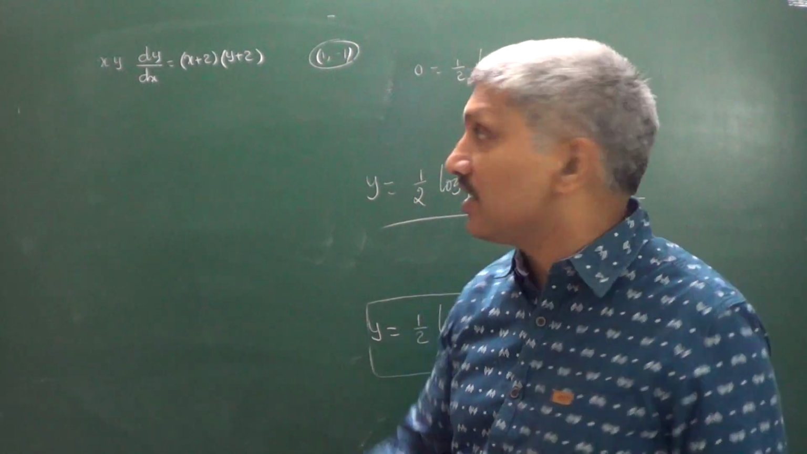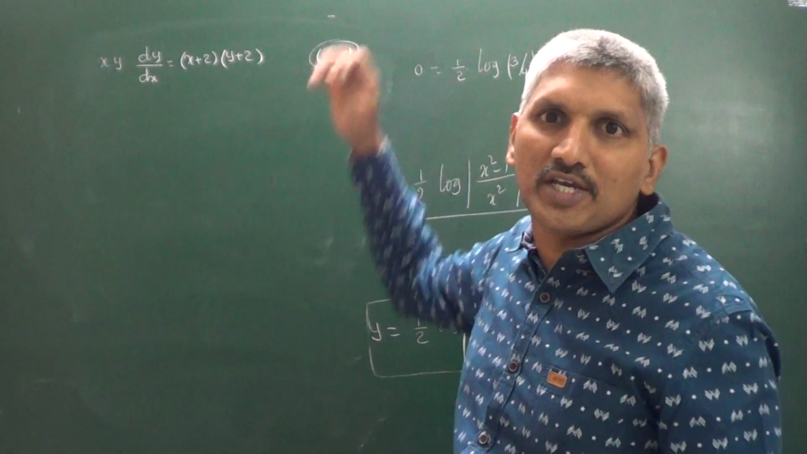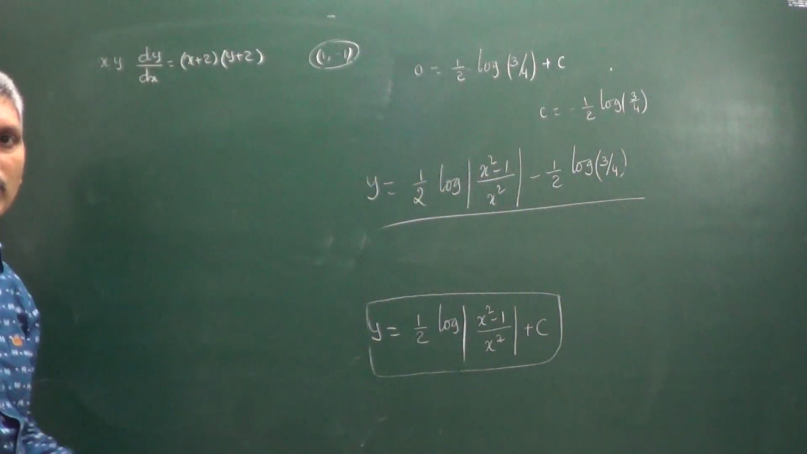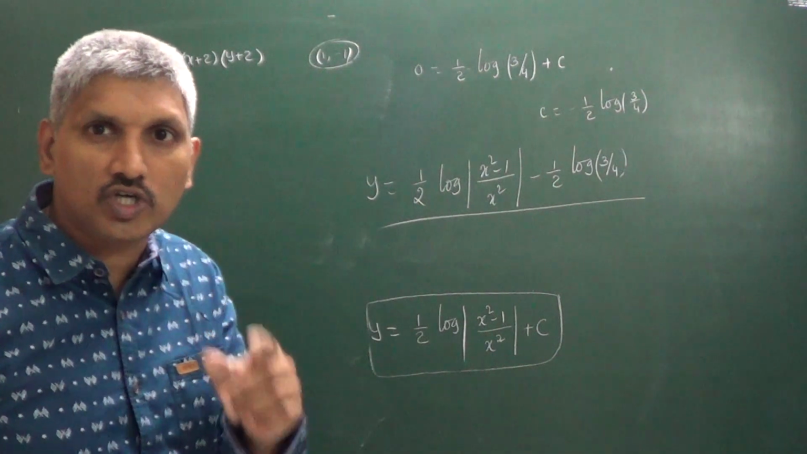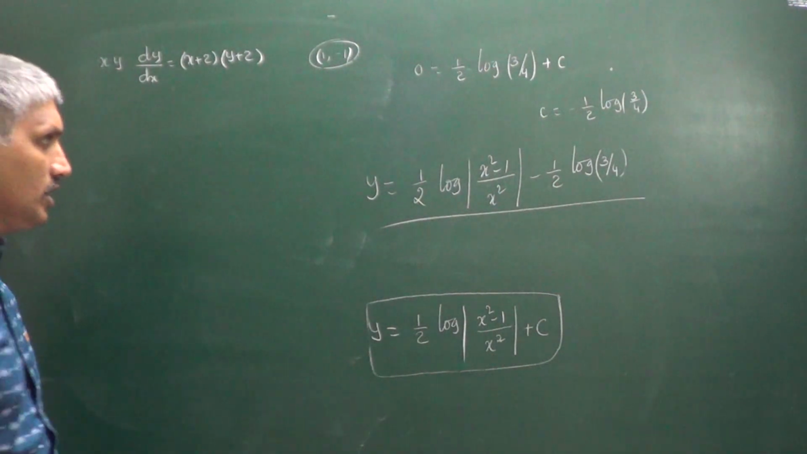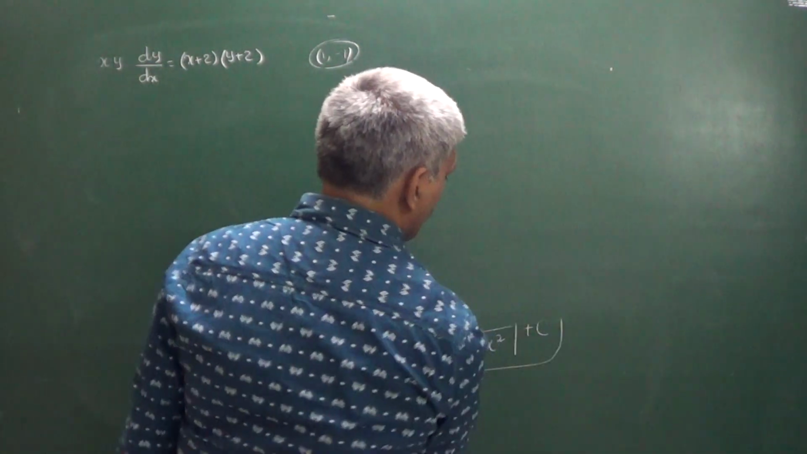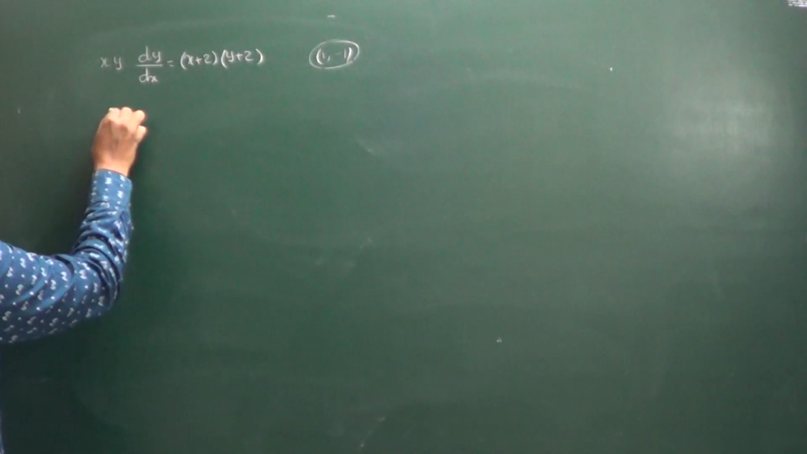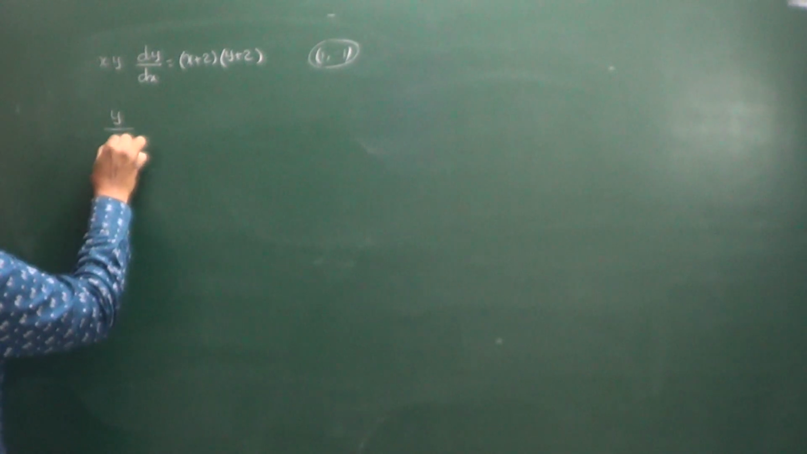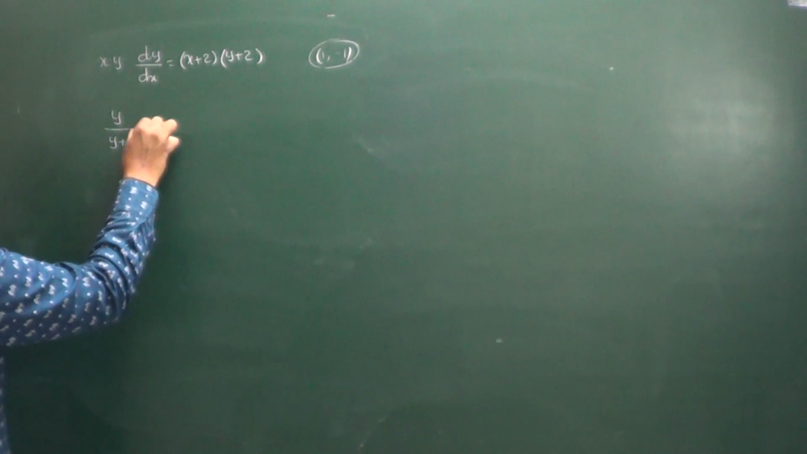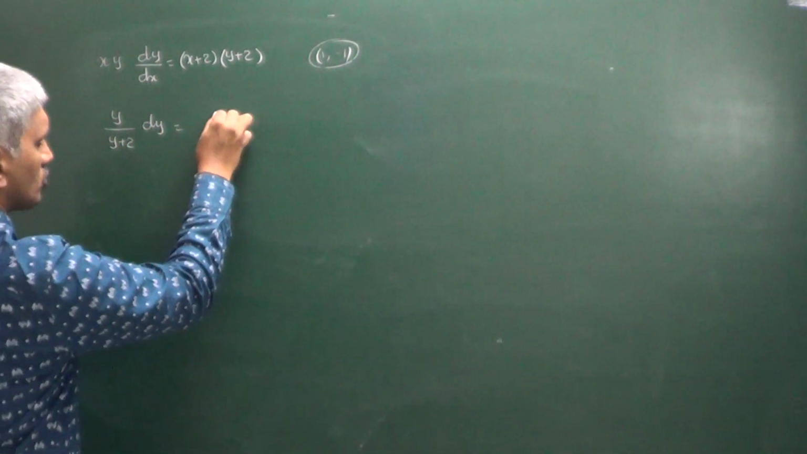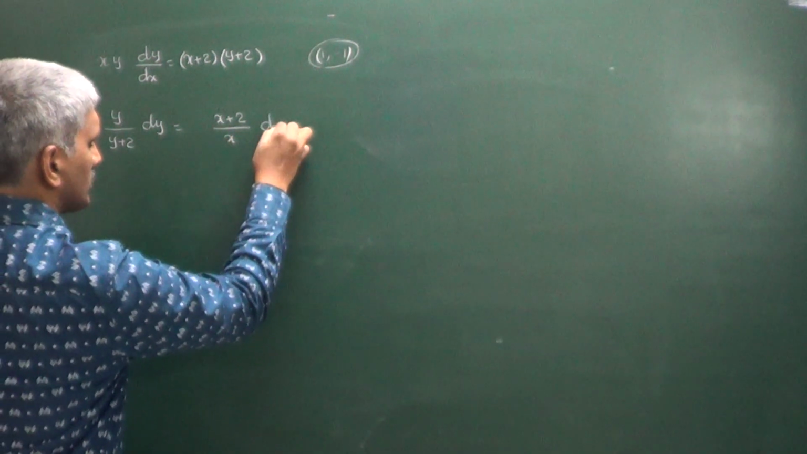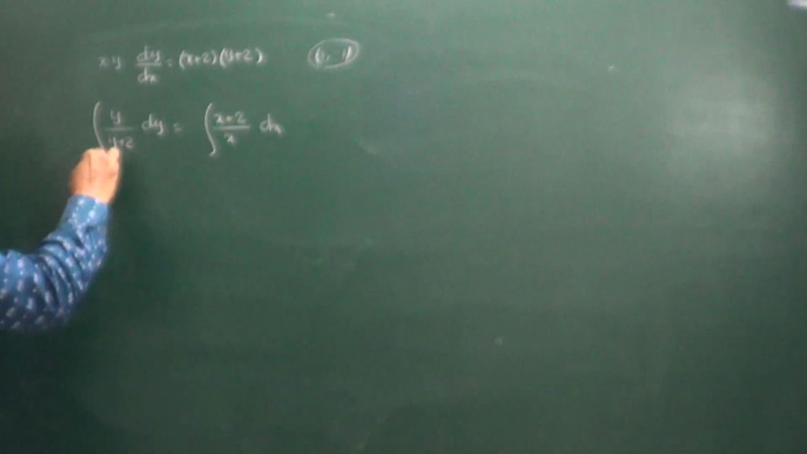The curve is passing through the point 1 comma minus 1 given. That means what is the meaning? When x is equal to 1, y is equal to minus 1. Then we have to find out the solution for the differential equation. That solution is called a particular solution. That particular solution we are going to find out. Pay attention here. Now we can write this one as y divided by y plus 2 into dy is equal to x plus 2 divided by x into dx. That is, variables are separated.